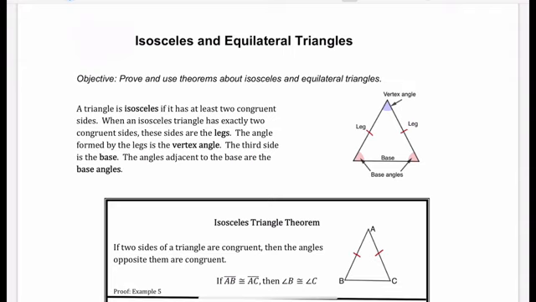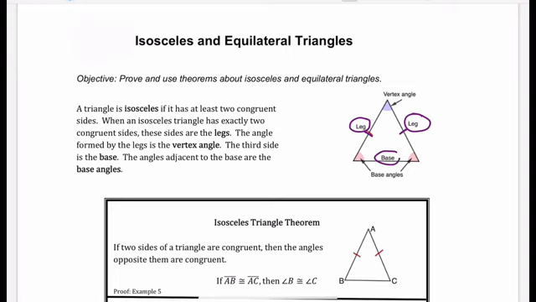When an isosceles triangle has exactly two congruent sides, these sides are the legs. So we have two sides that are congruent, and we're going to label those as legs. The angle formed by the legs is the vertex angle. The third side is the base.